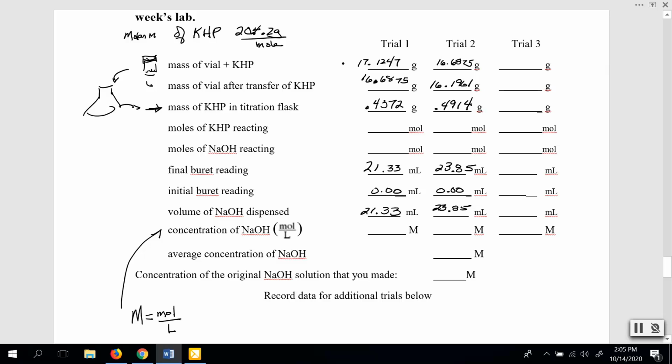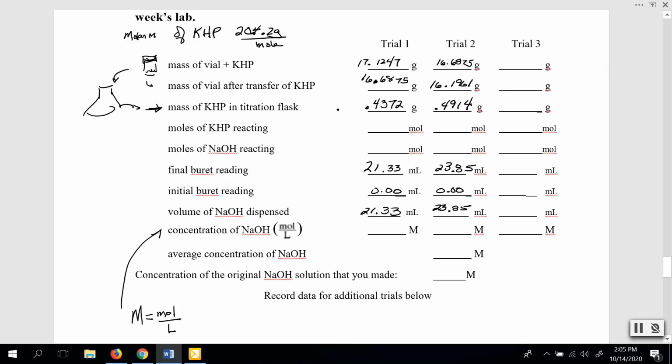flask. So the couple samples that I bothered to write down were, first of all, the mass of the vial in the KHP was 17.1247, and after the student transferred out some KHP, it was 16.6875, which gave him a mass in his Erlenmeyer flask of 0.4372 grams of KHP.